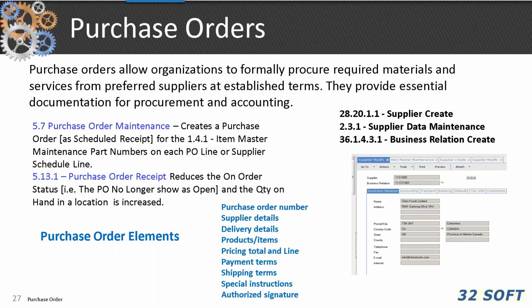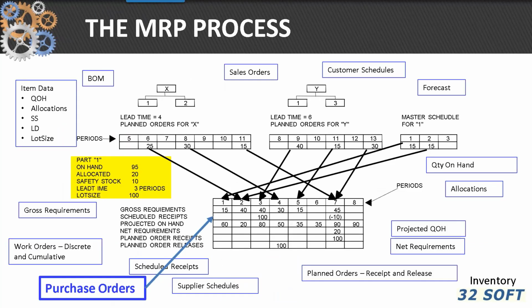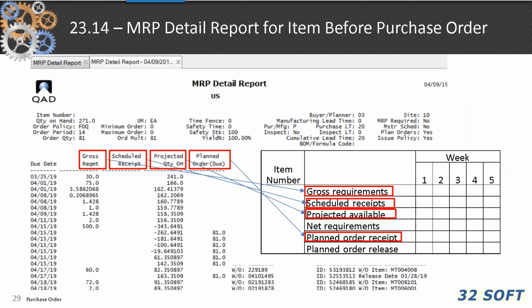Purchase orders in the MRP grid can represent planned, firm, or scheduled receipts. Let's look at the process of creating a PO in MRP. Here we see the 2314 MRP detail report for an item from before MRP. Note that 2314 relates directly back to that MRP grid.